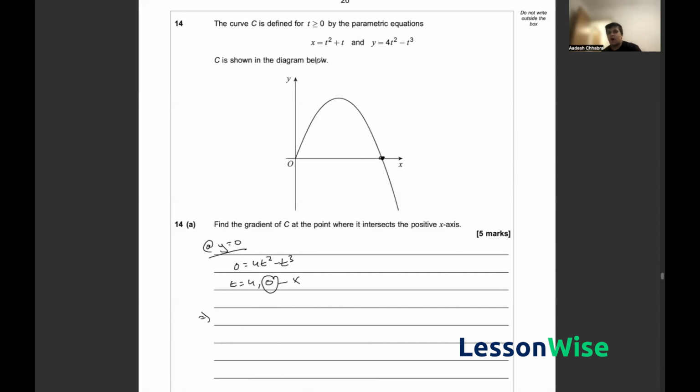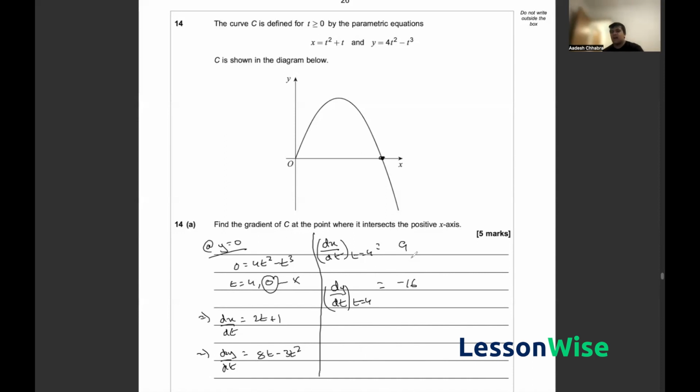So as I move on, now I want to differentiate both the parametric equations with respect to t in order to help me find the derivative or the gradient of this curve. For the x parametric equation, dx by dt would simply be equal to 2t plus 1. And for the y parametric equation, dy by dt would be, sorry, not 4t, it would be 8t minus 3t squared. Now, if I calculate the values for each of these derivatives, dx by dt at t equals 4 would be equal to 9, and dy by dt at t equals 4 would be equal to 8 times 4 minus 3 times 16. So that is going to be minus 16.